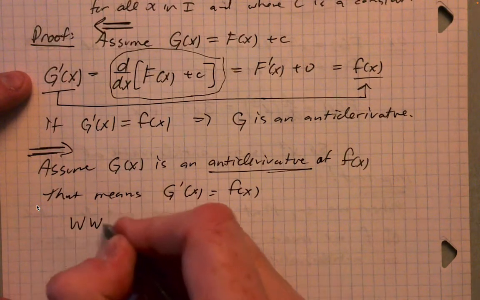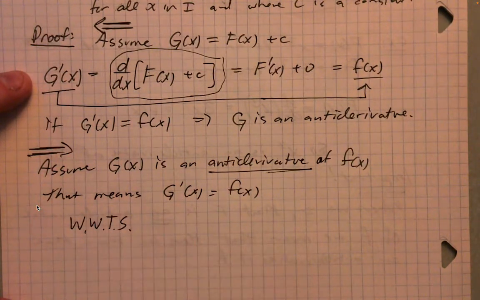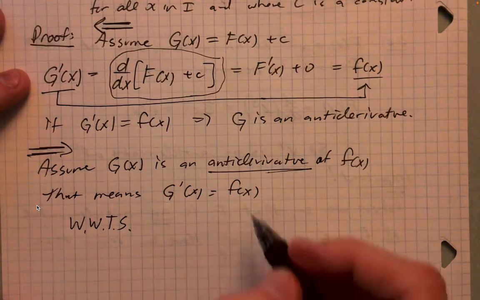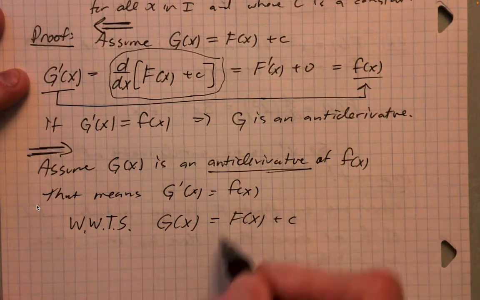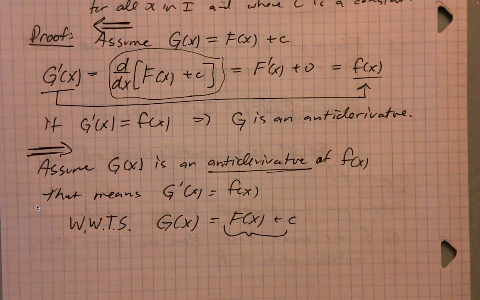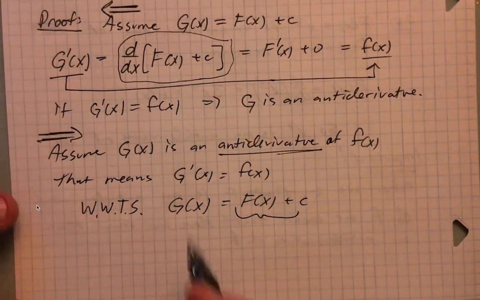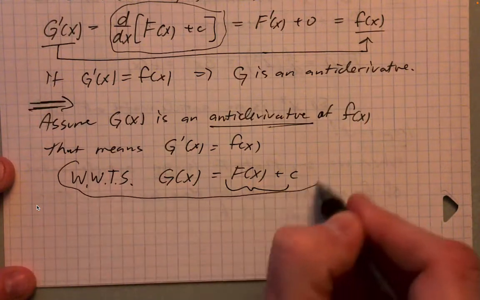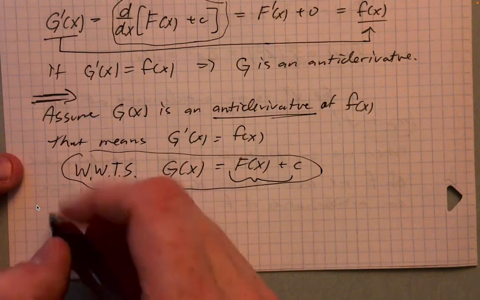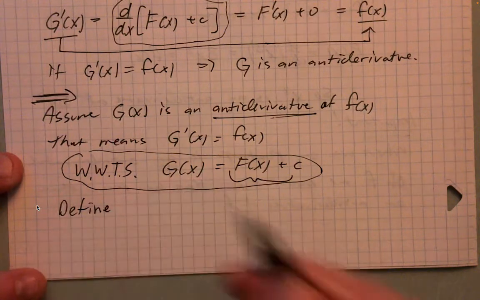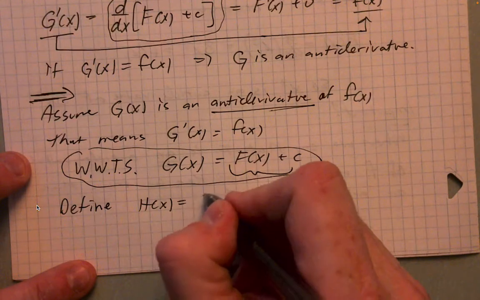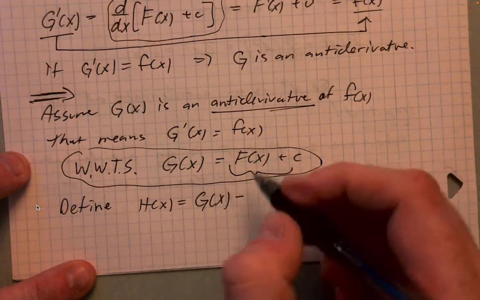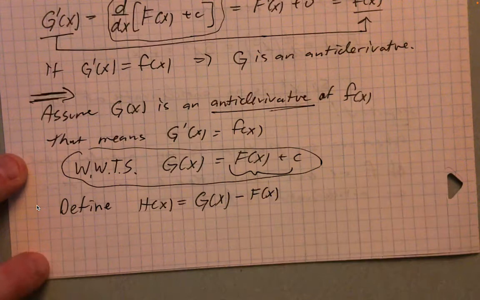Now, sometimes it's important to keep in mind what we're trying to show. So what do we wish to show? We wish to show that g of x is equal to big F of x plus c. It has this form. Okay, so that's where we're headed. So let's define a new function, h of x. H of x is going to be equal to g of x minus big F of x.